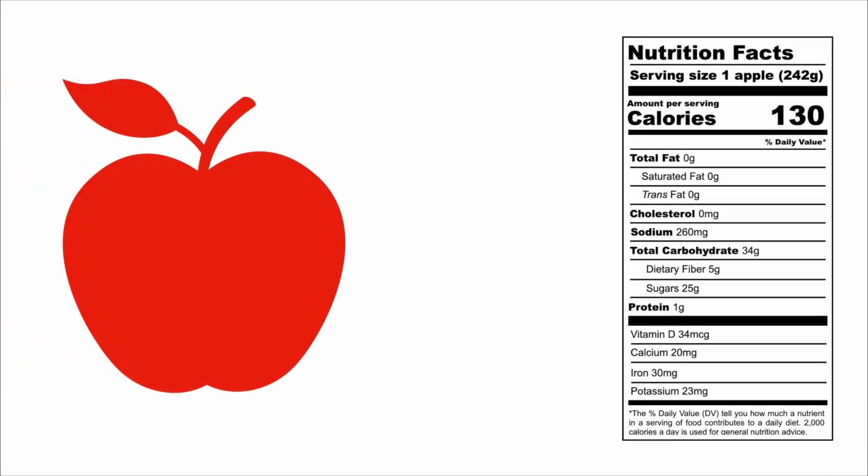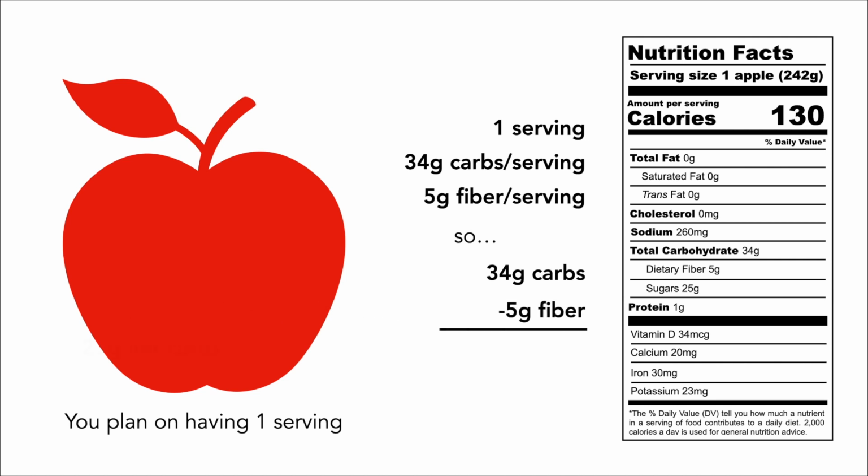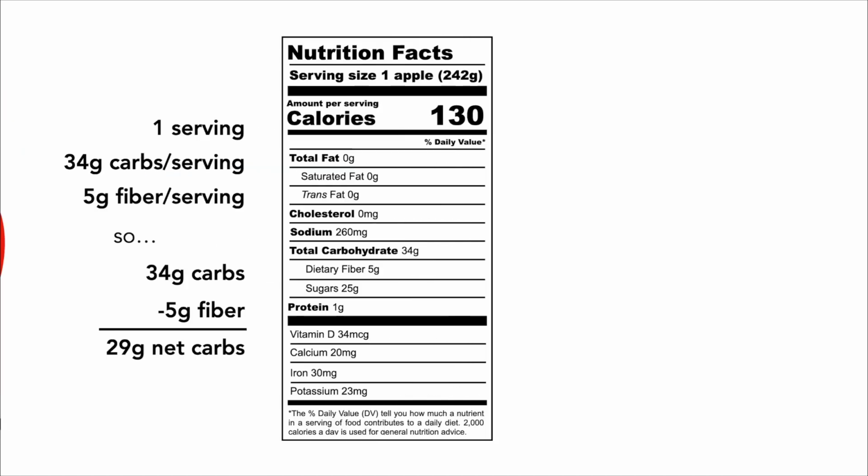Now onto the apple. Go ahead and calculate the net carbohydrates in the apple. Alright, this one is pretty simple. We are having 1 serving at 34 grams of carbs per serving and 5 grams of fiber. So we take the carbohydrates and subtract the fiber and we end up with 29 grams of net carbs. Great, we'll hold on to that number as well while we calculate the rest.